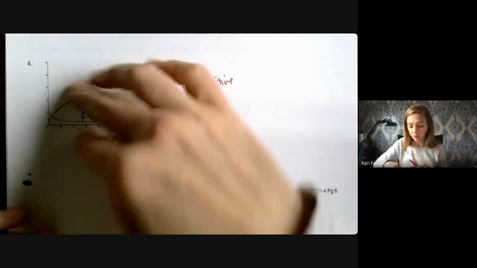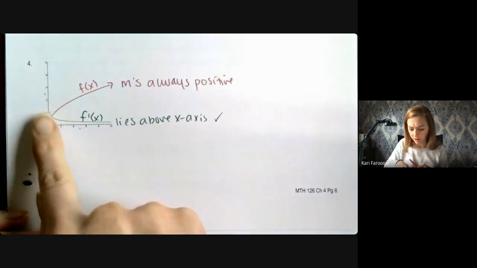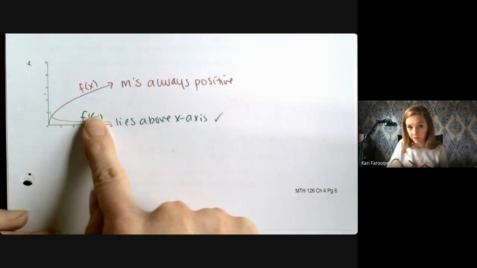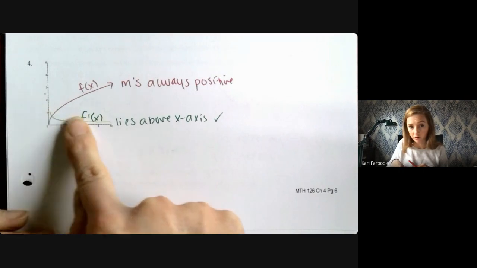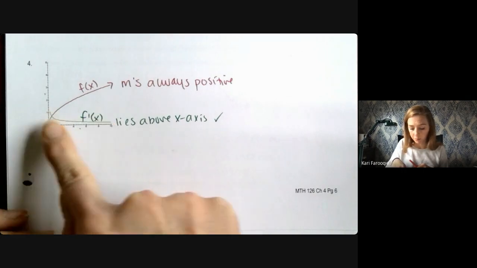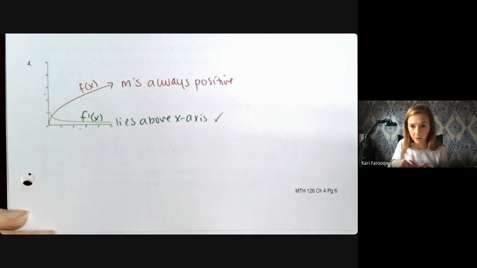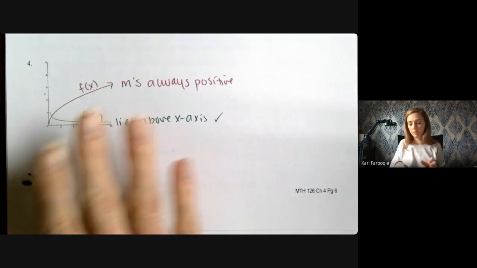But let's say you guessed it wrong. You would have said, okay, well, I think that the green function is f. Well, it can't be, because the slopes of the tangent lines were negative, but the graph of f prime would have to be above the x-axis in that case, and that's not possible. So it must be that way.